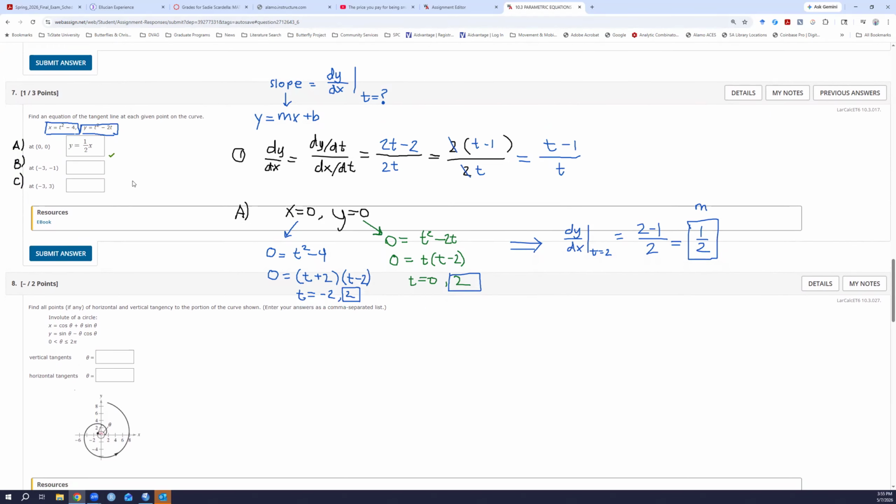All right, let me just toggle this a little bit. There we go. All right. So since we were able to find that out for A, we're going to go ahead and do a similar process for B and for C.